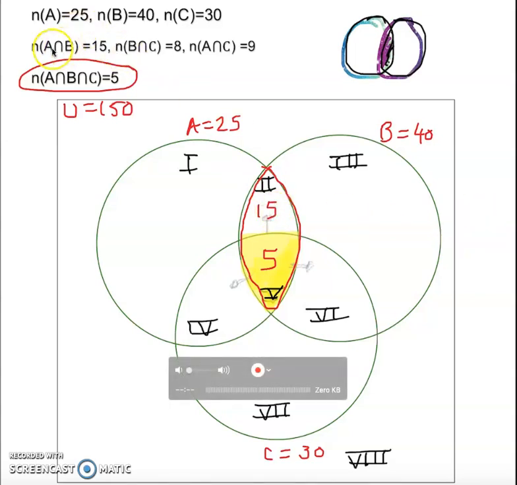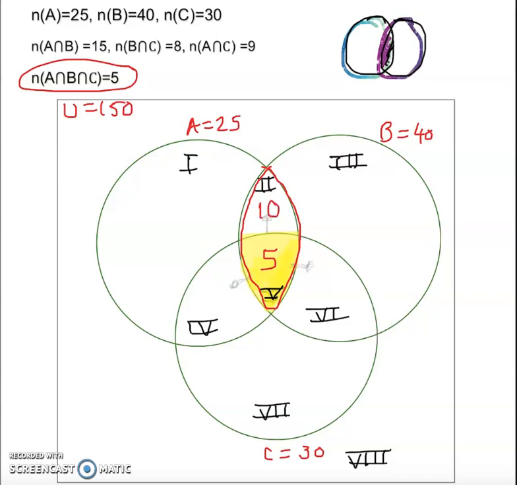If I put down this 15 here, is it right? Well, some will say, A intersect B is 15, so I just put down 15. But guess what? This piece is not A intersect B. This whole piece is A intersect B. So 15 plus 5 is 20, but we don't have that 20. So therefore, we have to adjust it. So we must put down 15 take away 5 is 10.